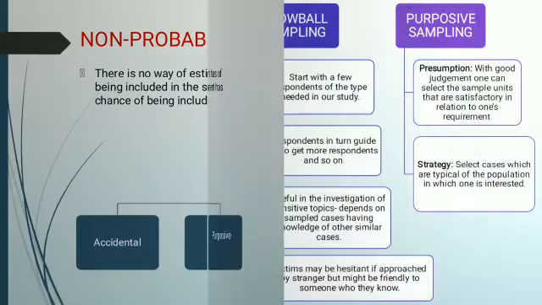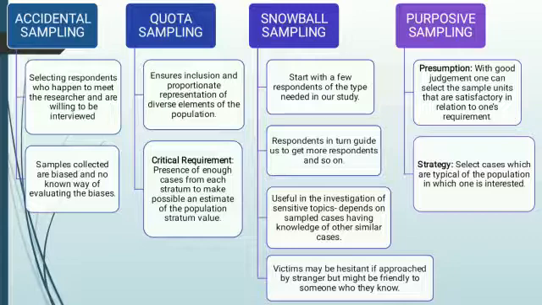The first one we will talk about is accidental sampling. Accidental sampling refers to a method of selecting respondents who happen to meet the researcher and are willing to be interviewed. Thus, a researcher may take the first 100 people he meets who are willing.